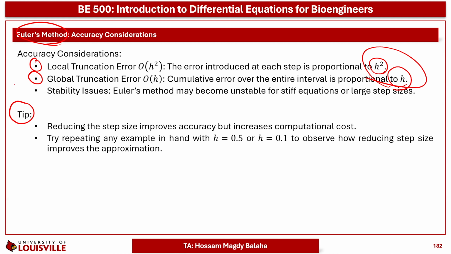And as a tip for the Euler method, you can simply reduce the step size to improve the accuracy, but this will increase the computational cost. Also, to observe how reducing the step size improves the approximation and the accuracy, simply you can try repeating any example by hand with different step sizes, for example h equals 0.5 and h equals 0.1, and compare between both of them, and you will observe in most examples that reducing the step size will increase the accuracy and the approximation.